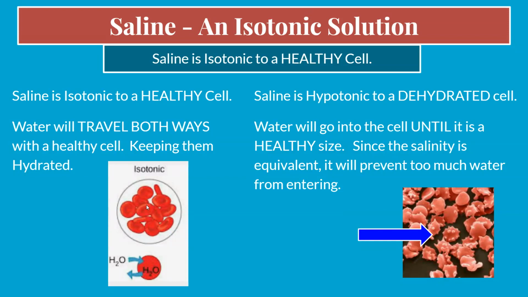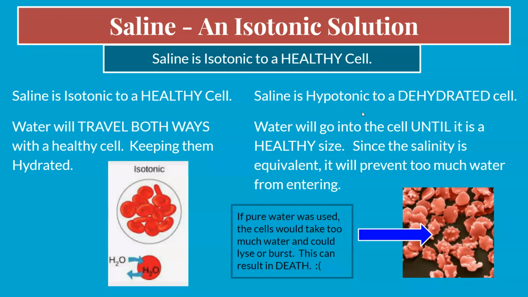Now, if for some reason the cells become dehydrated, saline will become hypotonic, which means it will rush water into dehydrated cells and help them get into a healthy size. And so we want that hypotonic to the dehydrated cell, to make sure that the water goes in. Hypo is low, the cell's going to grow. So when your cell is shrinking because it's dehydrated, we need to grow it, we're going to put it in that hypotonic solution. It just happens that saline is hypotonic to the dehydrated cell.